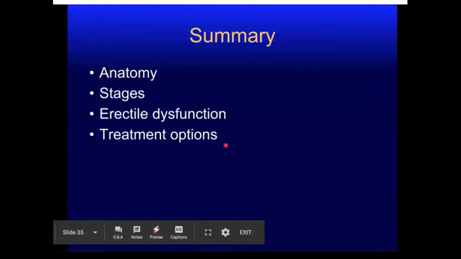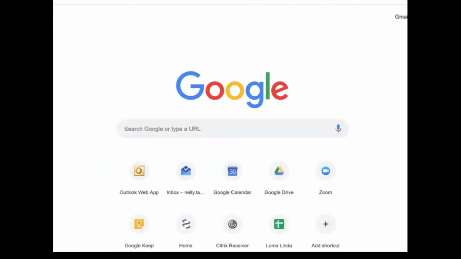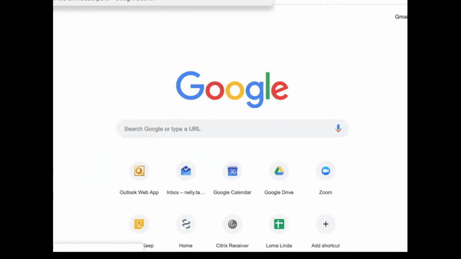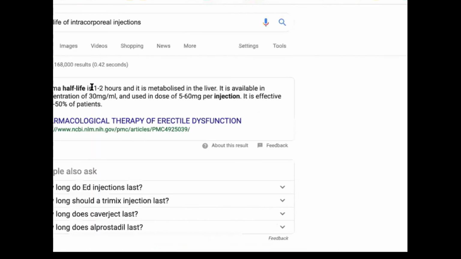And that's it. It's a short lecture. The question here is, how long do the intracorporal injections last? That's a very good question. I don't know the answer. The half-life of intracorporal injections, I imagine there are probably different formulations with different half-lives. So the half-life is 1 to 2 hours, yeah.